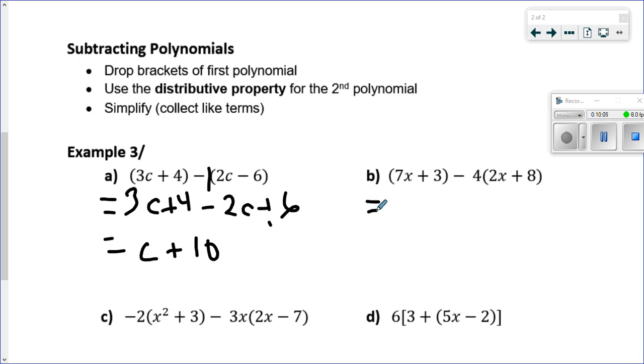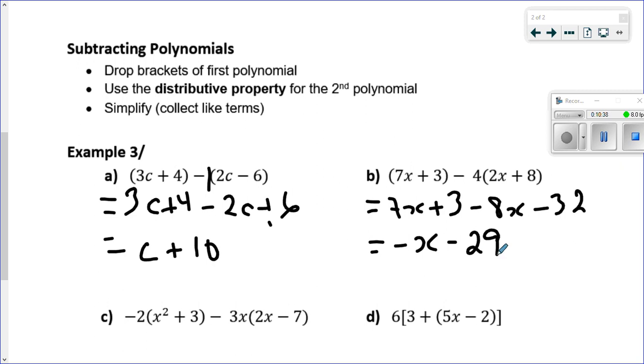Same thing here. We have a positive 1, 7x plus 3. We have a minus 4. So we got to do that negative 4 times 2, negative 8x, and negative 4 times 8, negative 32. Let's collect our like terms. 7x minus 8x is negative x, plus 32 minus 32. What is that? Negative 29. If you need a calculator for the stuff, that's fine.